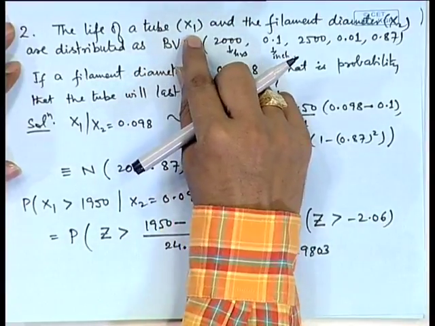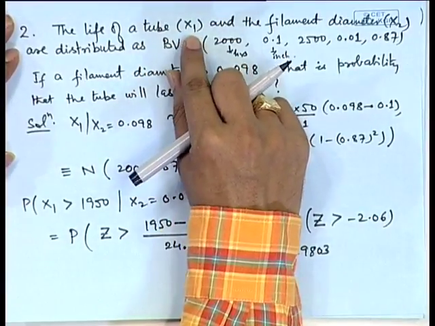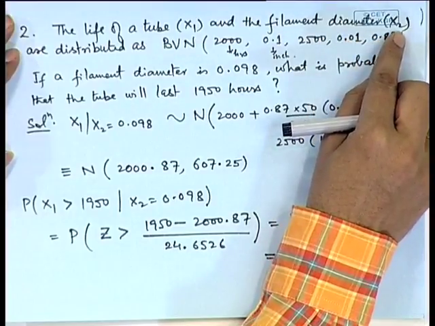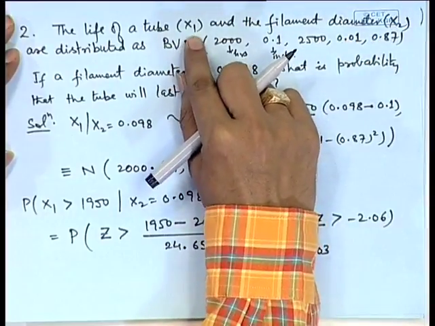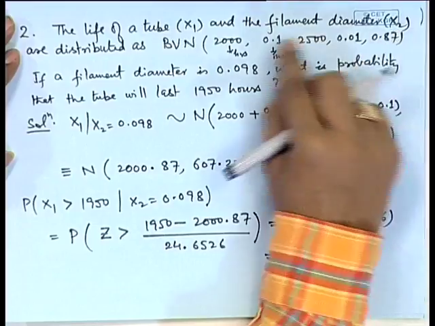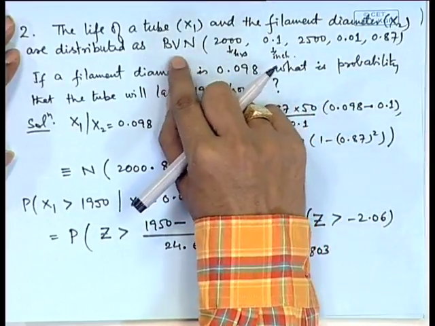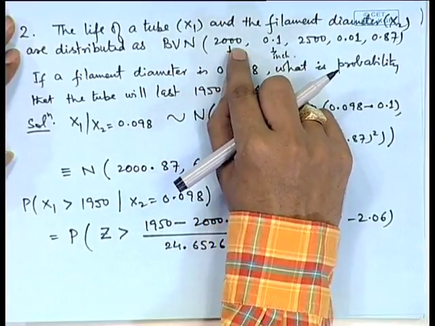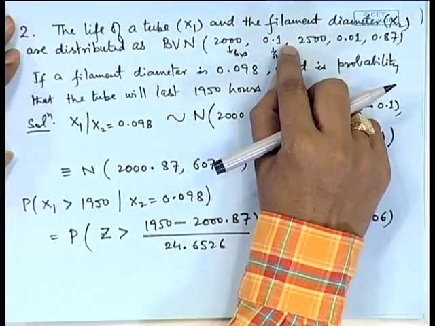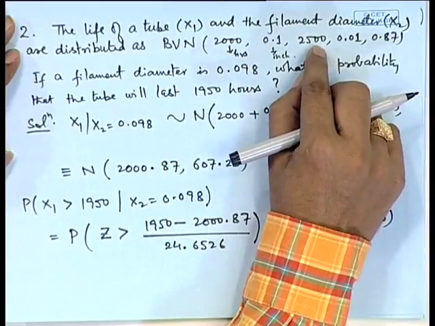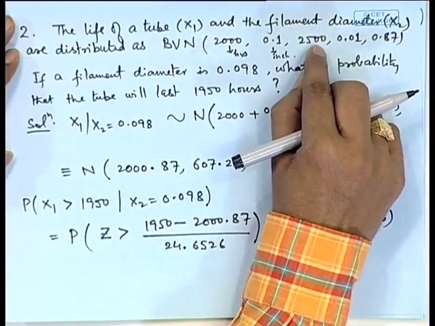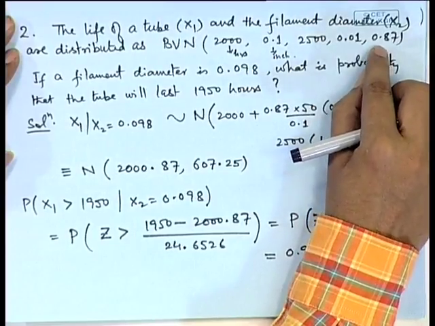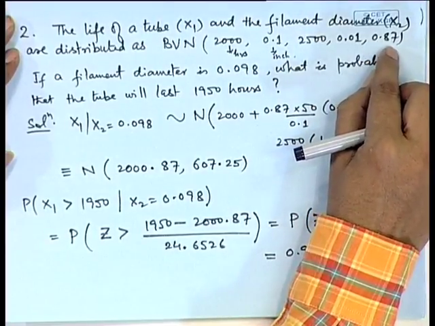The life of a tube is measured as random variable x 1 and the filament diameter is measured as a random variable x 2. The life is measured in, say, hours and the diameter is measured in inches. They are distributed as a bivariate normal distribution with mu 1 equal to 2000 hours, mu 2 is 0.1 inches, sigma 1 square is 2500, sigma 2 square is 0.01 and the coefficient of correlation is 0.87.